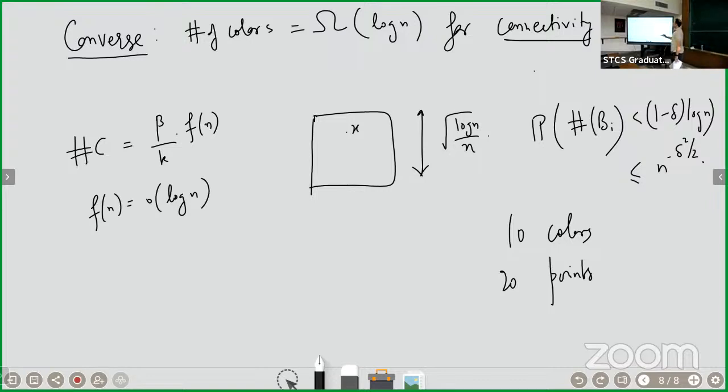So take any node to which you potentially want to connect. Take any other node, let Z have the same color as X. If this distance is dxy, how much is this distance at most by triangle inequality? This plus this much. So all these points are lying inside this box. So if this distance is dxy, what is the distance dxz at most?